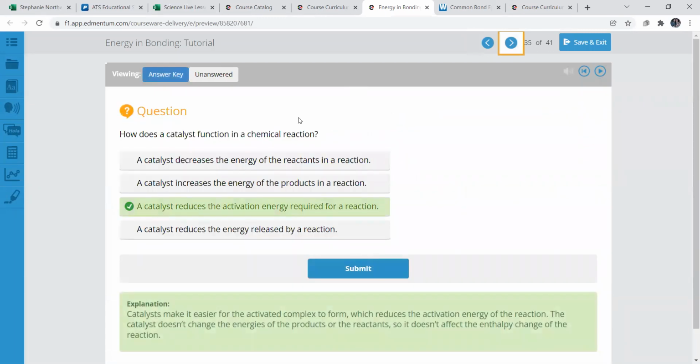How does a catalyst function in a chemical reaction? It reduces the activation energy for the reaction. So a catalyst makes it easier for the activated complex to form, which reduces the activation energy of the reaction. A catalyst doesn't change the energies of the products or reactants, so it doesn't affect the enthalpy of reaction, the change of reaction.